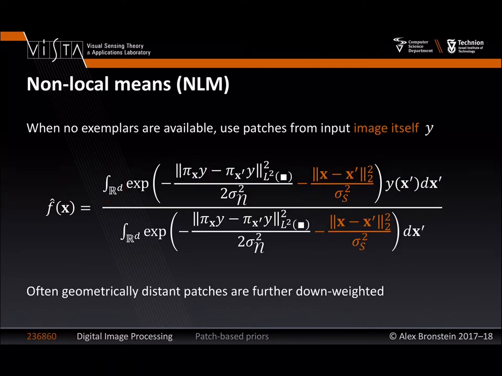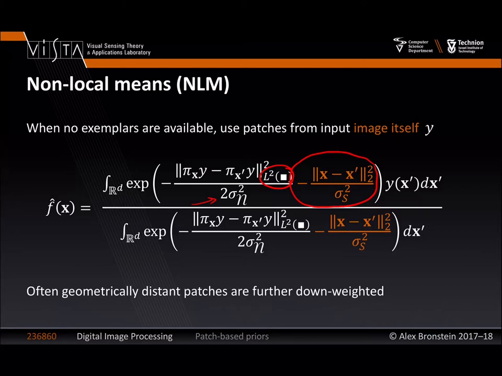And what is done in practice is that patches that are far away geometrically in my domain, in the domain of the image, are typically also downweighted by this term. So we have one sigma, this sigma n, that controls how fast my weight will decay according to the distance between patches in the patch domain. So it's a patch-based distance. It's the L2 norm between functions on our d-dimensional cube that defines the patch.